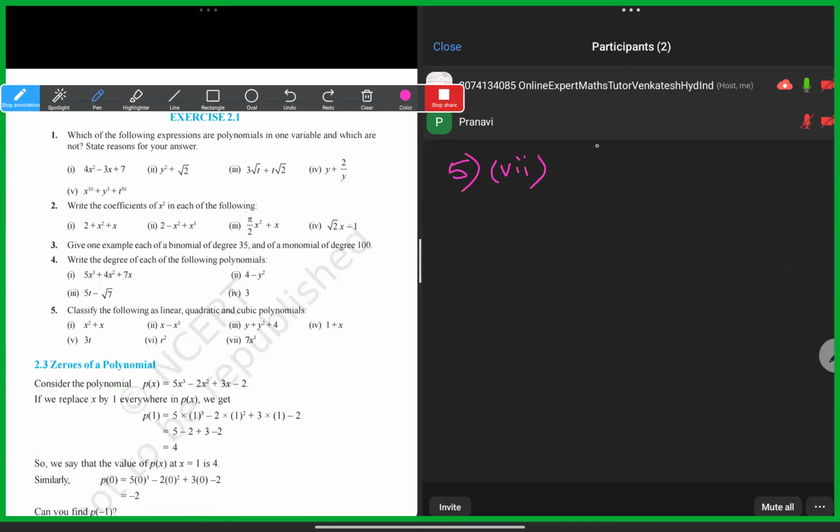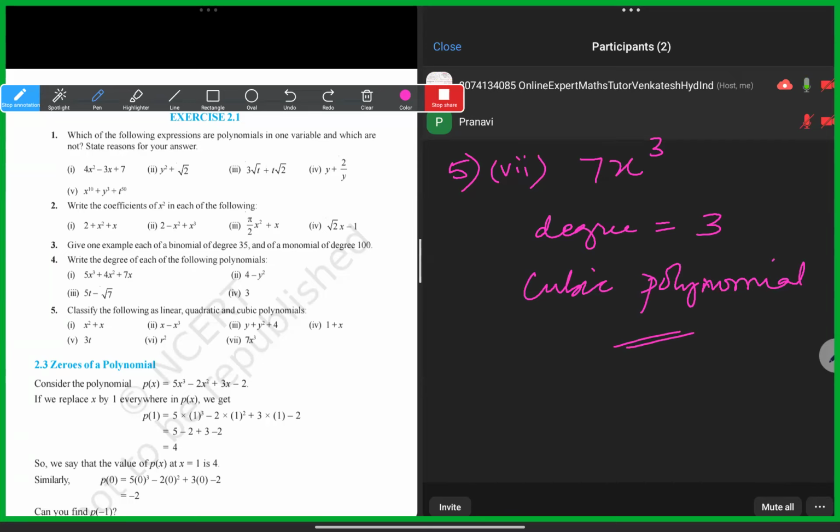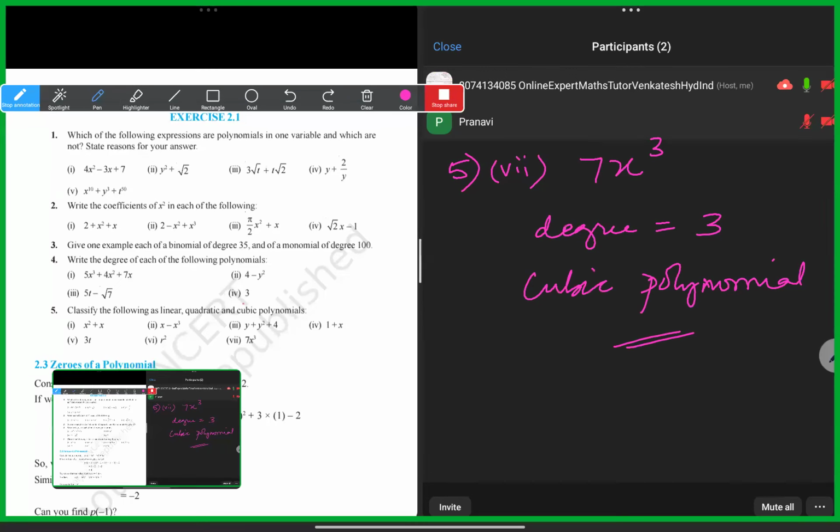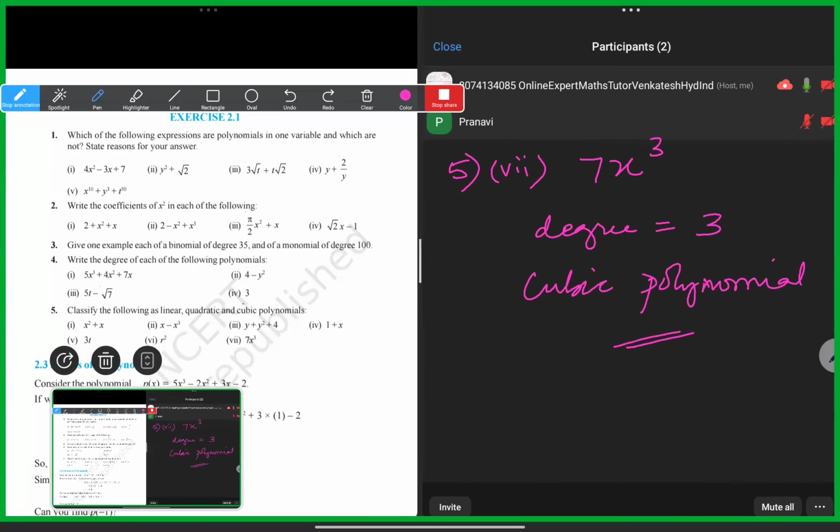It is 7x cube. So the degree is 3. Because of that reason it is a cubic polynomial. So with this, the first exercise 2.1 is finished.